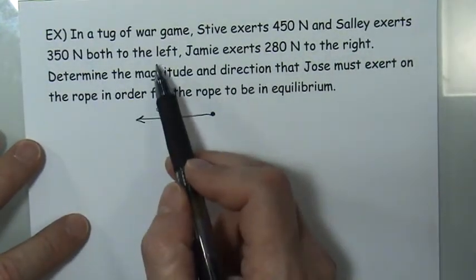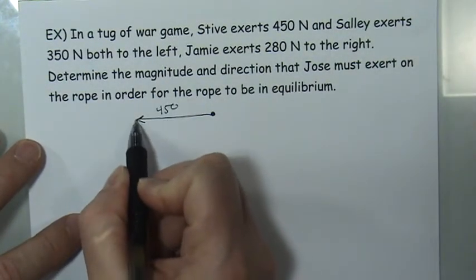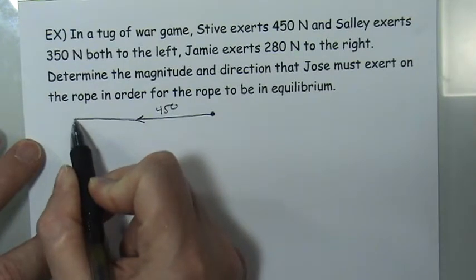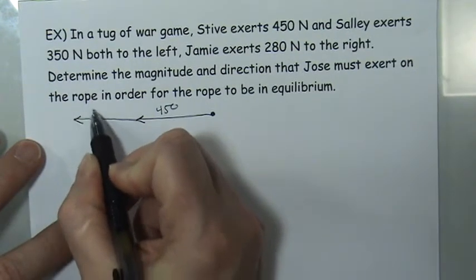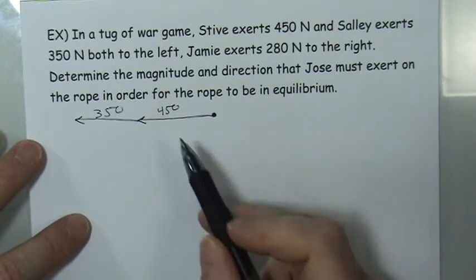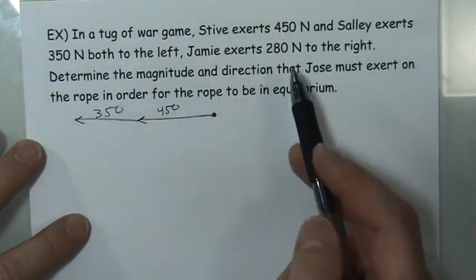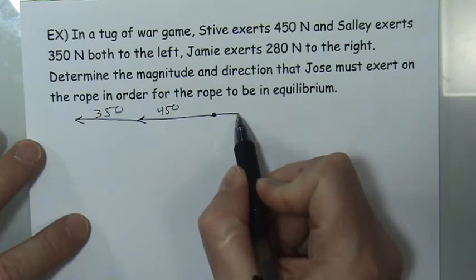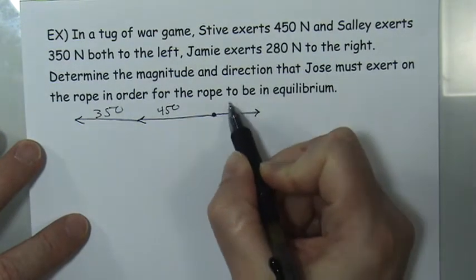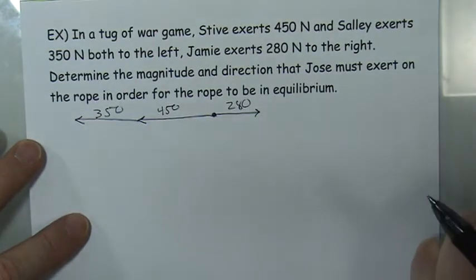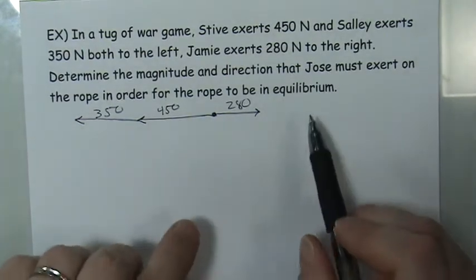Sally also exerts her force to the left. So I'm going to draw another arrow, but I'm going to make it a little bit shorter. A little bit shorter than that arrow. Then on the right side of it, you have 2 people. Jamie is exerting with 280, so that's an even shorter arrow yet. And then we want Jose. So we're going to add Jose's arrow.